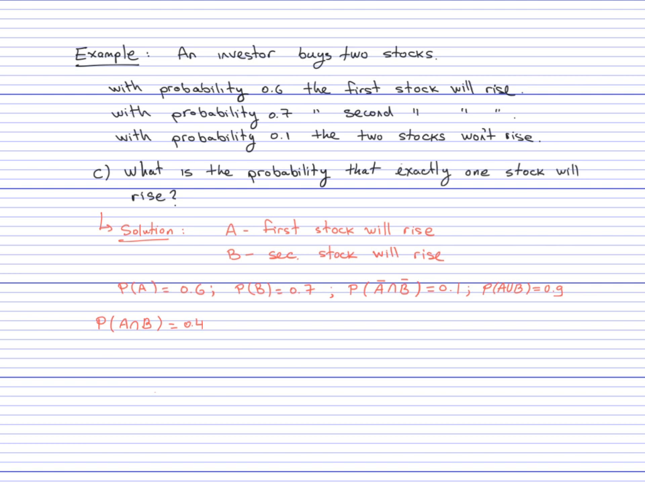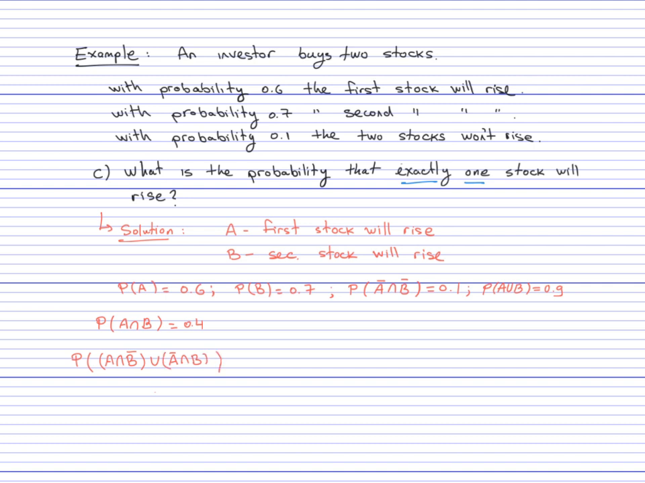Okay, great. So now we continue with C. What is the probability that exactly one stock will rise? Again, we use the same notations, but now we also have the probability of the union, 0.9, and from the previous section, we also have the intersection. So what do we mean by exactly 1? Exactly 1 means that the first rises, but not the second one. That's one option. Or the first one didn't rise, but the second one rises. So that's exactly what we need to compute.